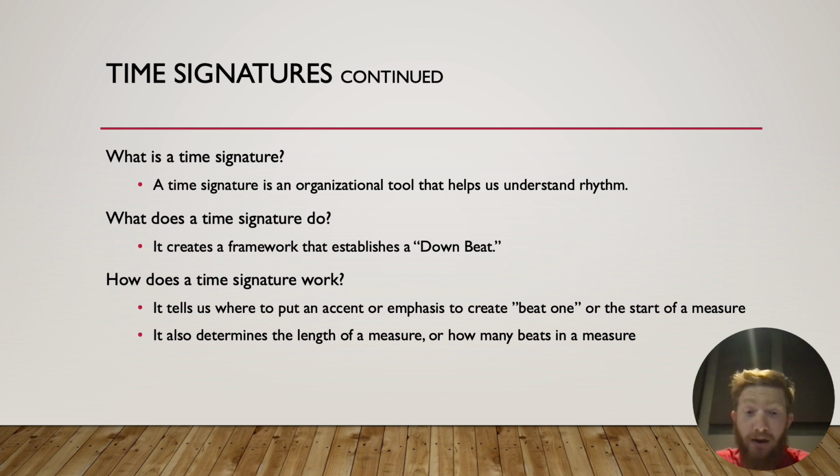It creates a framework that establishes a downbeat, and that downbeat tells us where to put an accent or emphasis to create a beat or the start of a measure. It also determines the length of a measure, or how many beats are in that measure.